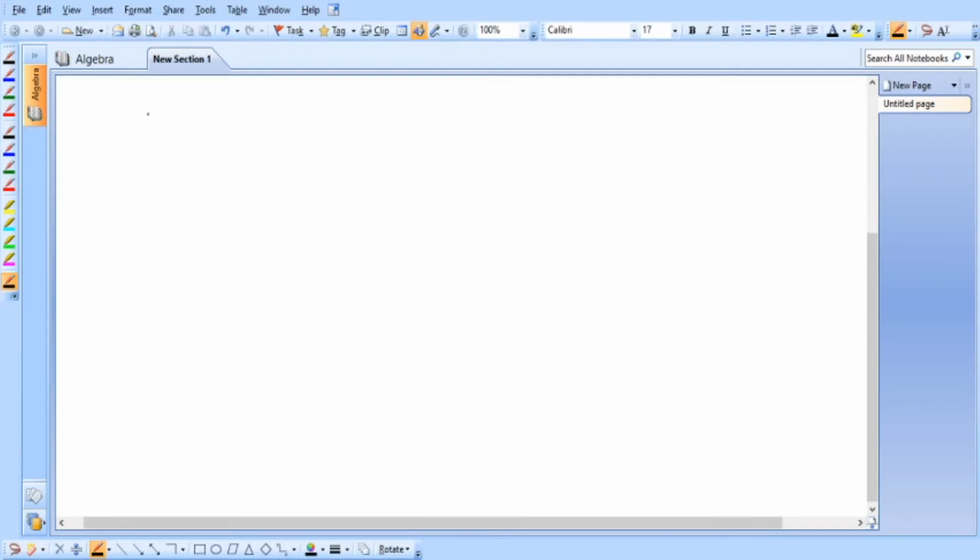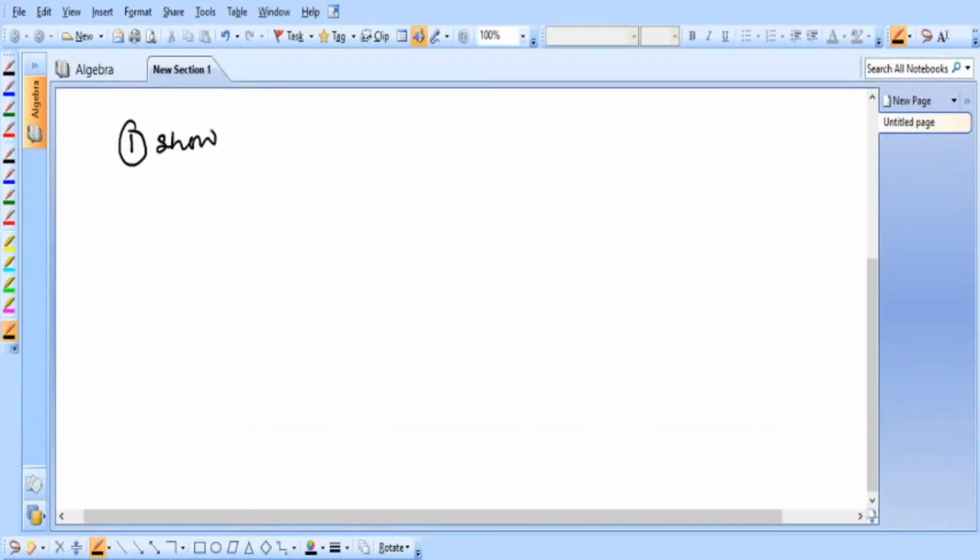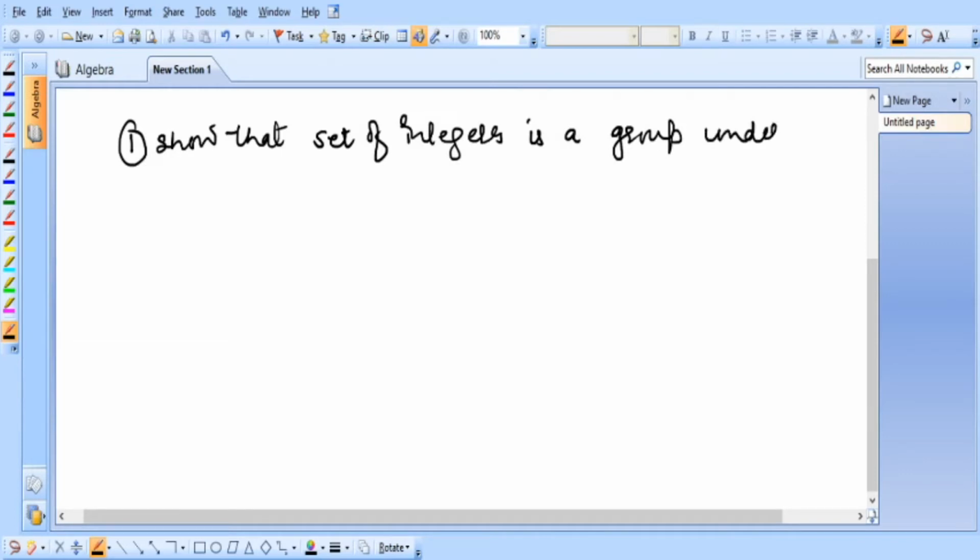So problem number one is: show that the set of integers is a group, in fact an abelian group, under addition, right? Under simple addition. Okay, let us solve this problem. Solution.